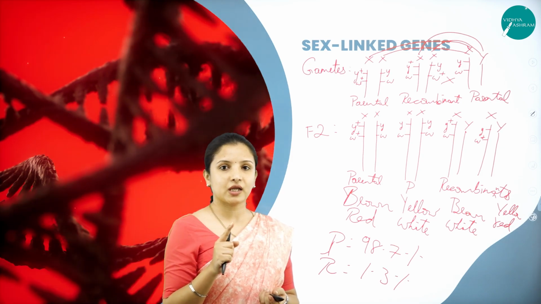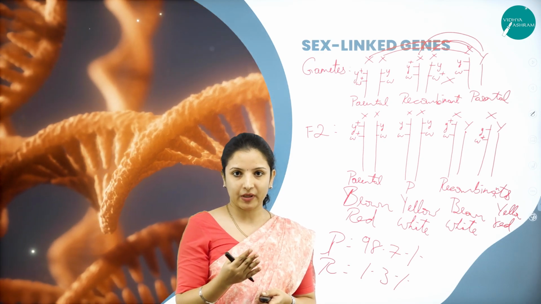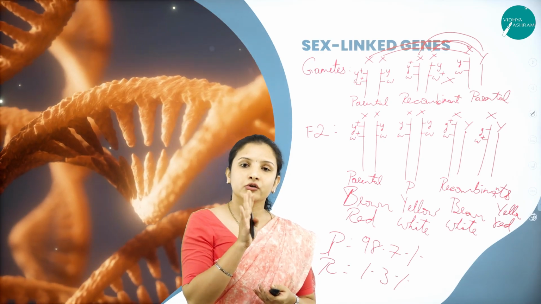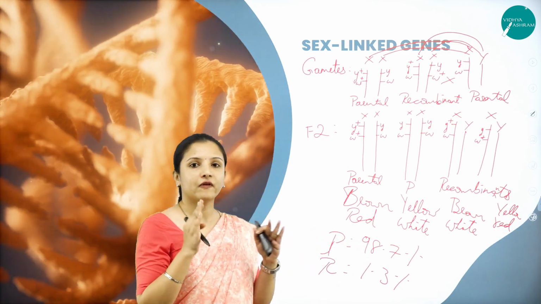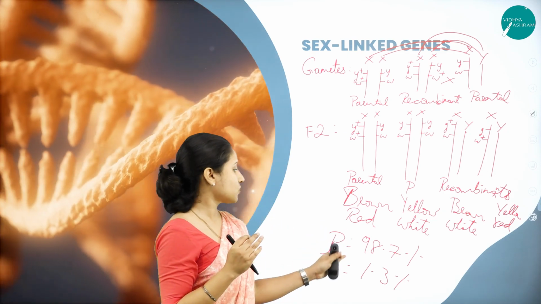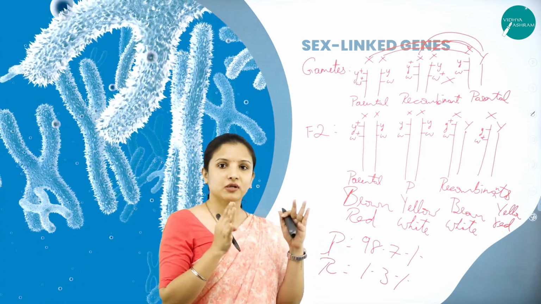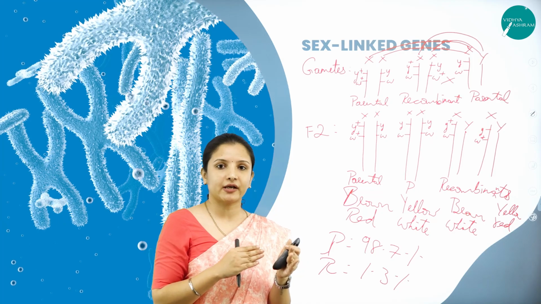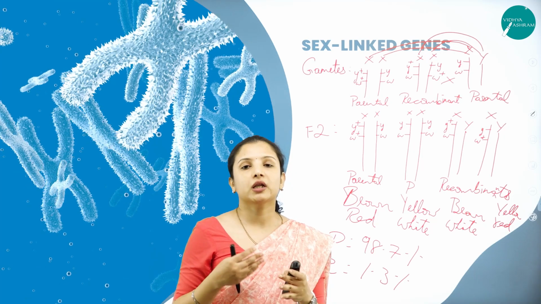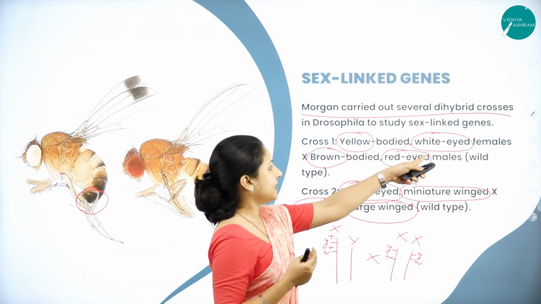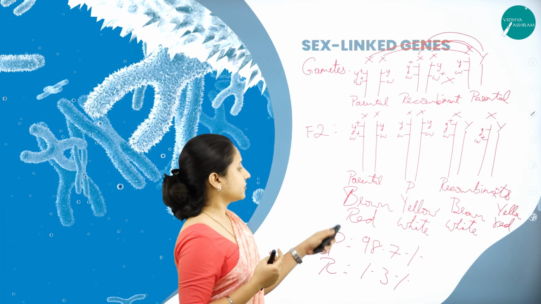So what is recombination? The progenies will carry the genes that are dissimilar from the parents, that are not exactly similar to the parents, means their location will be changed. That is what happened here, wherein only 1.3% of the progeny showed recombination, whereas the others showed linkage. That is, the genes were carried as such from the parent to the progeny. So this is what Morgan found out when he made a cross between the brown-bodied red-eyed male and the yellow-bodied white-eyed female. So this is what he got.